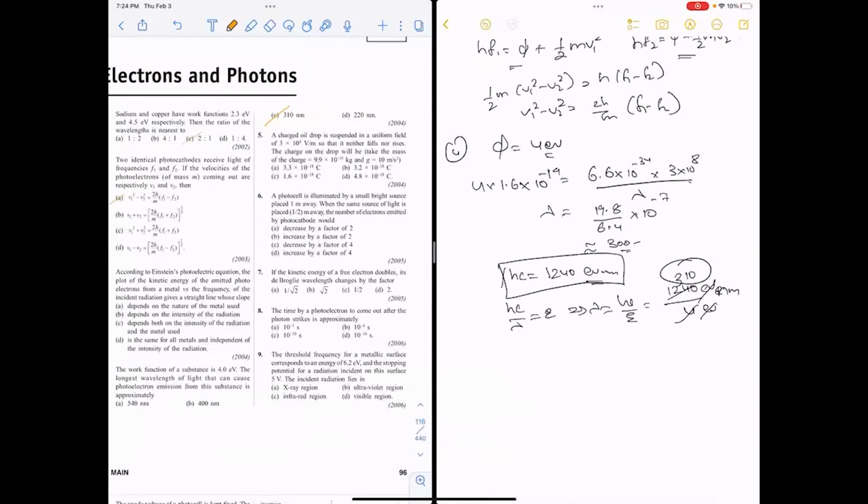A charged oil drop is suspended in a uniform field of 3 into 10 power 4. There's an oil drop, Millikan oil drop experiment. There's an electric field 3 into 10 power 4 volt per meter. If electrons are here, the electric field is this way. So it is being suspended, neither falls nor rises. Mass of the drop is this and g is this. The charge on the drop will be.